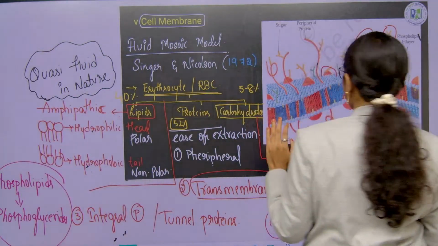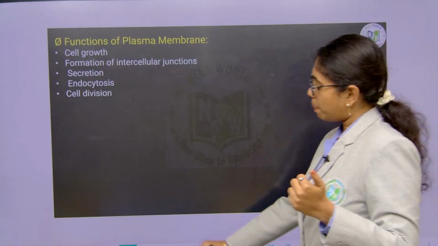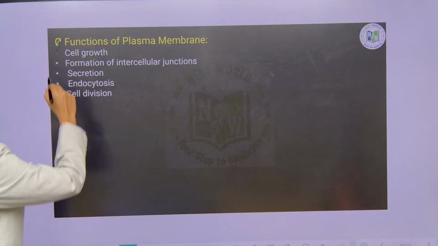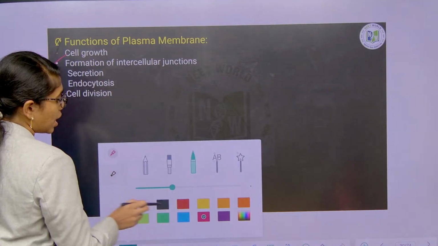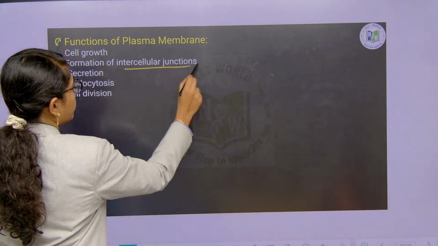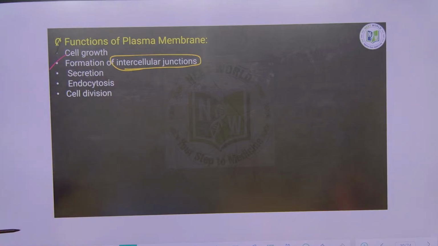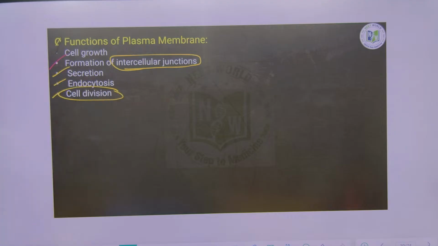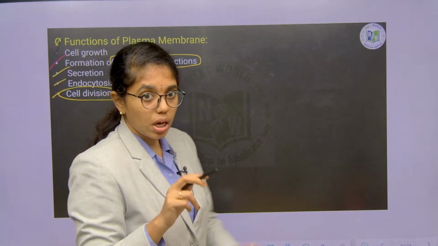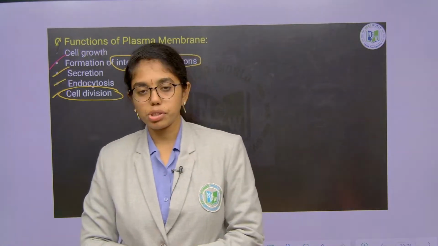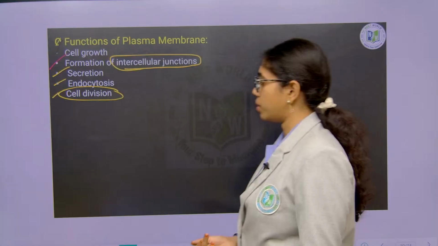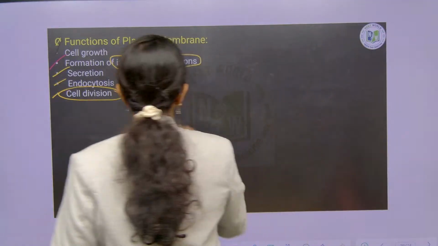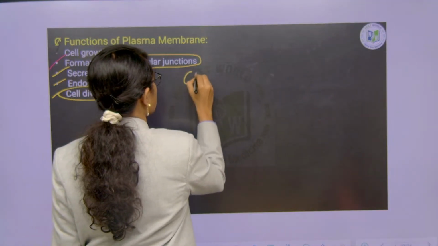Now let us look into the functions of plasma membrane. Plasma membrane plays a major role in cell growth, and in the formation of intercellular junctions, secretion, endocytosis and cell division. Already one pattern of cell division we have seen, that is plant cell division, how cytokinesis is happening. Animal cell division we will see in the next chapter. Amongst these, cell transport is very important, which is facilitated by plasma membrane itself.